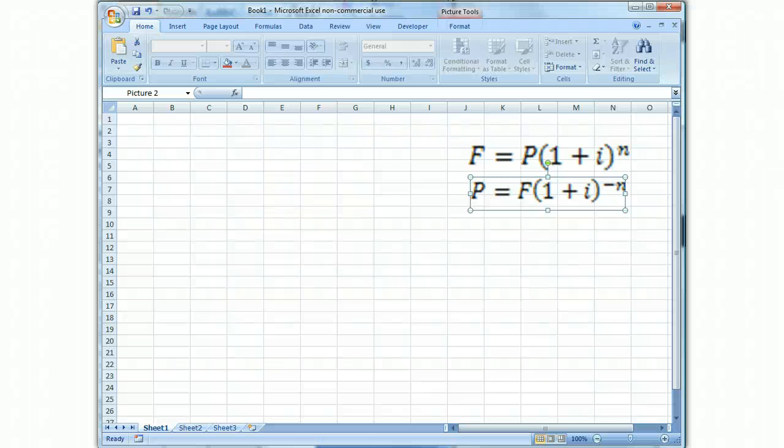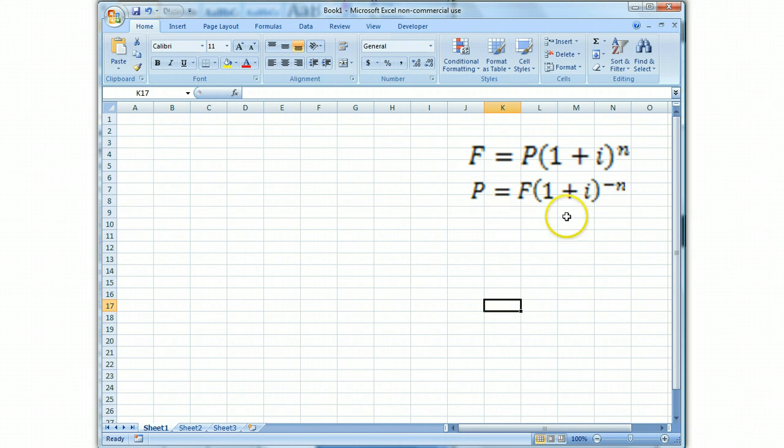Hello, welcome to another video of our Engineering Economics 2373, and in this video we're going to talk about very basic functions in Excel associated with this course. So the first thing that we need to remember is these formulas that we have here, how to compute the present value and the future value are expressed by these equations.